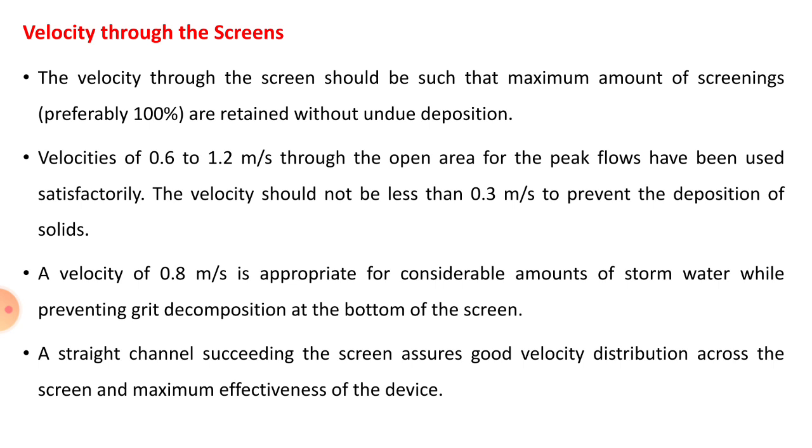So, from this it is clear that the velocity through the screen should not be too high, so that it will cause the flow of entire material through the screen, or too low, so that it will cause the deposition of the solids. The appropriate and desirable velocity is 0.8 meter per second. With this velocity, it will prevent grit deposition at the bottom of the screen. A straight channel succeeding the screen assures good velocity distribution across the screen and maximum effectiveness of the devices.